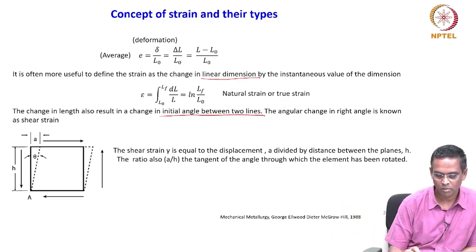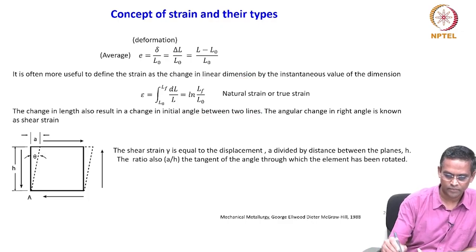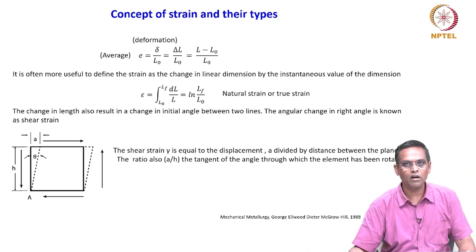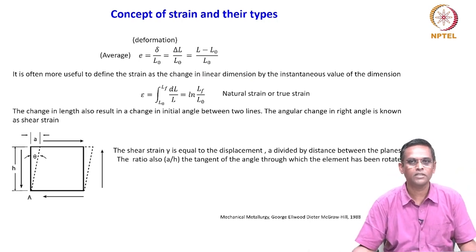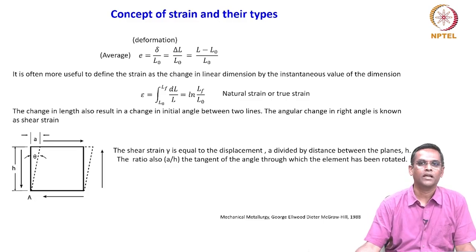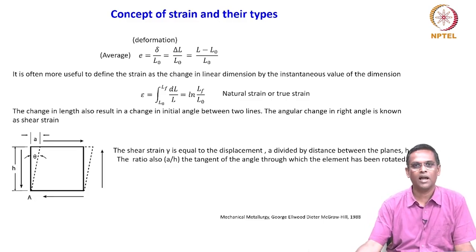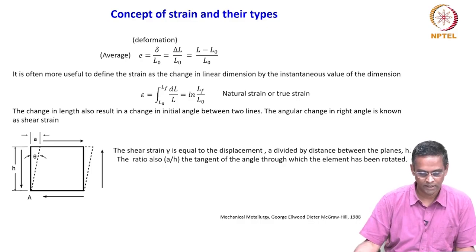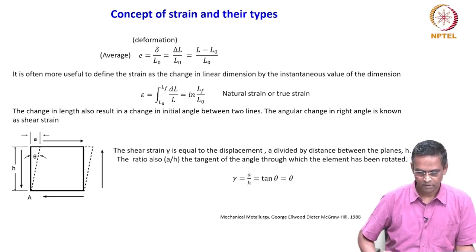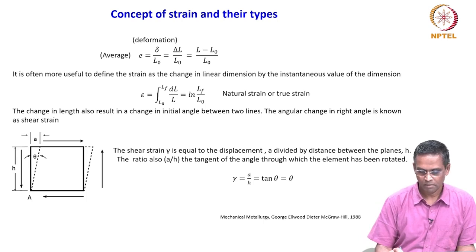The shear strain gamma is equal to the displacement A divided by the distance between the planes H. The ratio A by H is the tangent of the angle through which the element has been rotated. So the message is, the strain need not just be a linear displacement, it can also involve a shear, a change in angles, which is a shear strain. So this is again a convention. Shear strain is denoted by gamma equal to A by H equal to tan theta.